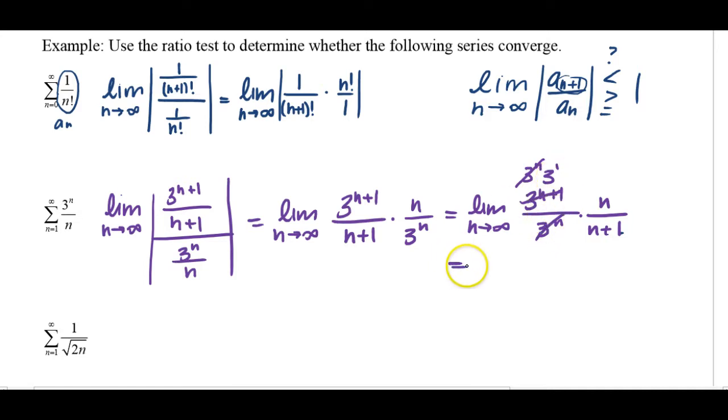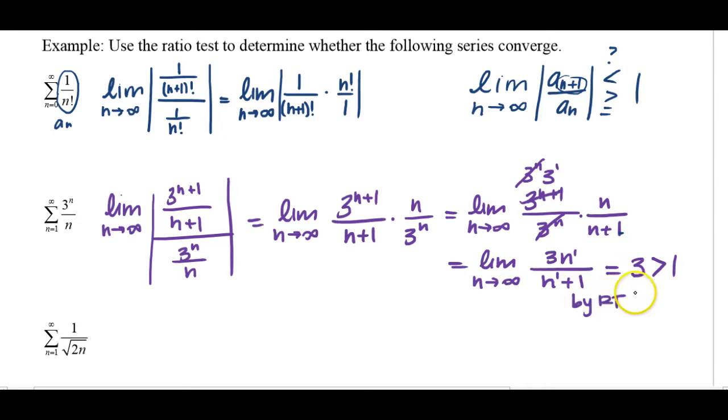So what I have left, I have the limit as n approaches infinity. I have a 3 on top. I have an n on the top. The 3 to the n on the bottom is gone, so I just have an n plus 1 on the bottom. So now this limit as n approaches infinity, the degrees match, so my limit is 3. 3 is greater than 1, so by the ratio test, this original series way over here diverges.